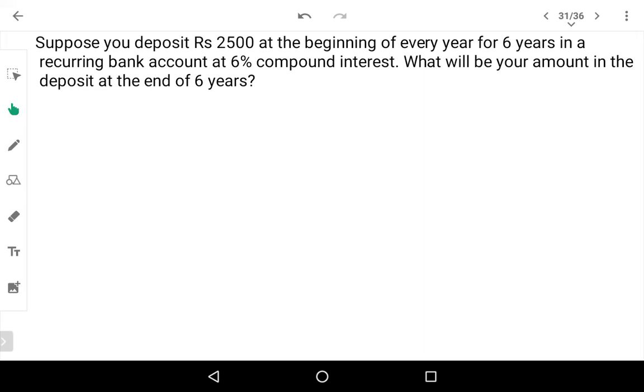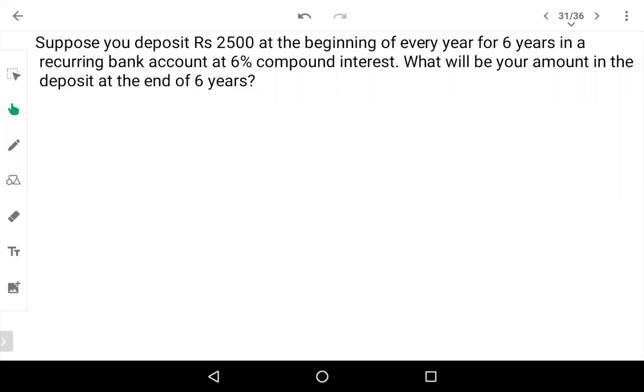Now, moving on to the next problem. Suppose you deposit rupees 2500 at the beginning of every year for 6 years in a recurring bank deposit at 6% compound interest. What will be your amount in the deposit at the end of 6 years?